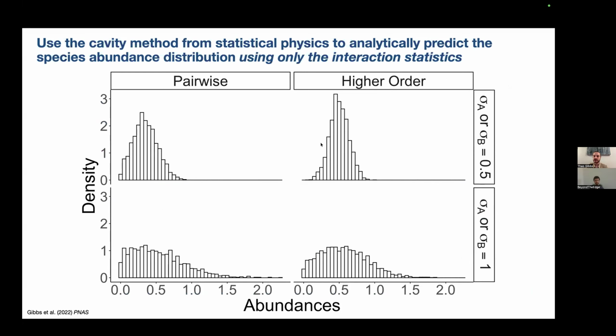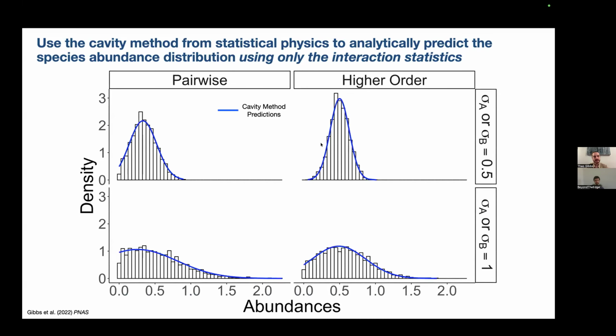And so you have to do some high performance computing to get these species abundance distributions. But in addition to just the computational technique, we're also going to use an idea, or a technique, from statistical physics called the cavity method to predict the species abundance distribution analytically using only the statistics of the interactions. And so this is what the cavity method predictions look like when compared to simulation data. You can see they're looking pretty good. So I'm going to show you mostly predictions from the cavity method as opposed to simulations, hoping that this slide has convinced you to trust me.